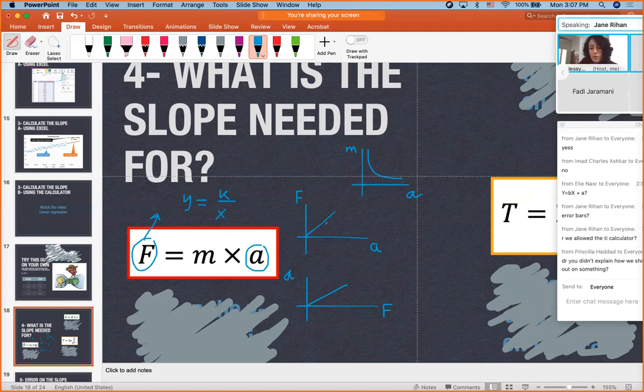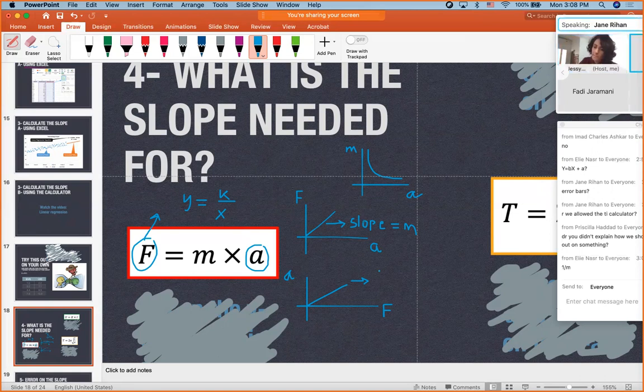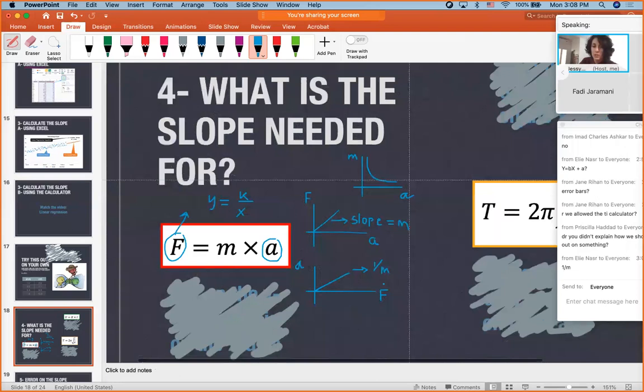Stay with me, Jane. What will the slope represent in this case? F over a, the mass. The mass. And in the graph below? The slope is a over F. 1 over the mass. Yes, thank you, Ellie, for your answer. So basically, this is why we need the slope. Once we calculate the slope, we can deduce m or 1 over m or any other constant in my problem.